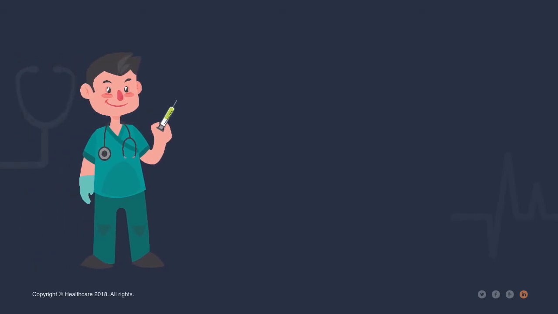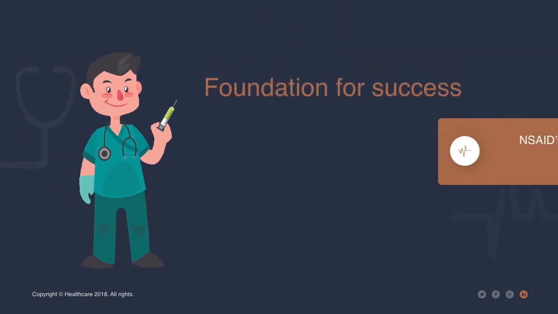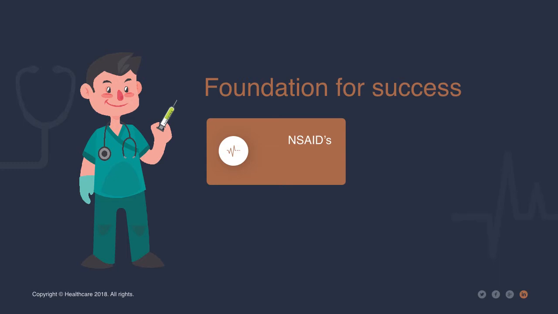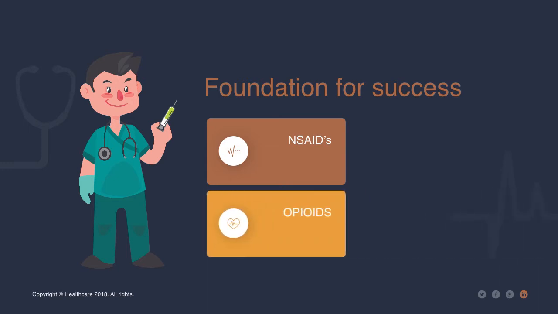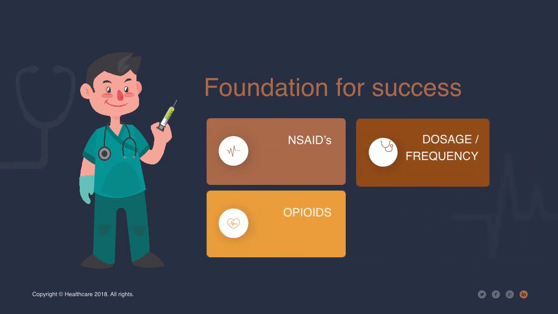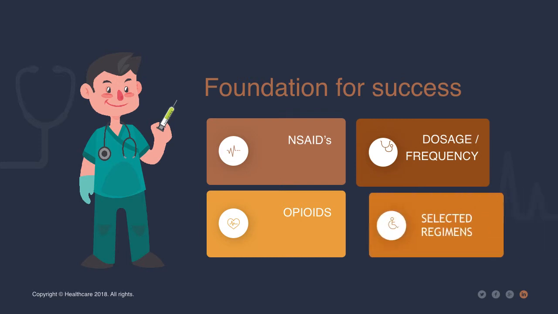There are four pillars for successful pain regulation in dentistry. These include utilization of non-steroidal anti-inflammatory medications, and that's going to be the focus of the presentation today. In the future, we'll talk about utilizing opioids for discomfort. We do want to make sure that we are prescribing whatever medication in an appropriate dosage and frequency, and make sure that we are selecting the appropriate drug regimen based on the type of pain we are trying to manage.